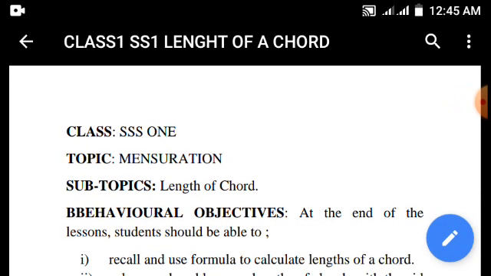We started with the topic mensuration, and the class we considered was SS1. Today we still want to continue from where we stopped last week. I did promise you that when next we meet, we will look at the second subtopic, which is length of a chord.